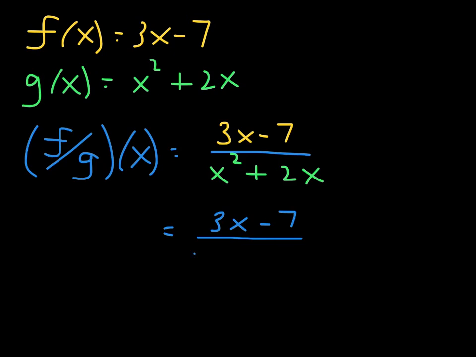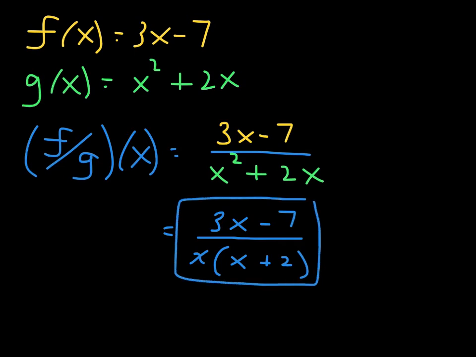I can show you the common factor is x, and if you factor that out, you get x times (x plus 2). But even in its factored form, this denominator does not share a common factor with the numerator. So we were actually done. You can write the final function like that, or you could have just written it as 3x minus 7 over x squared plus 2x. Up to you how you want to write this.